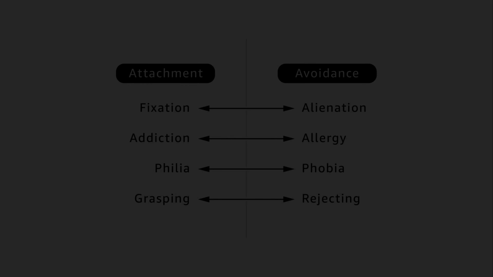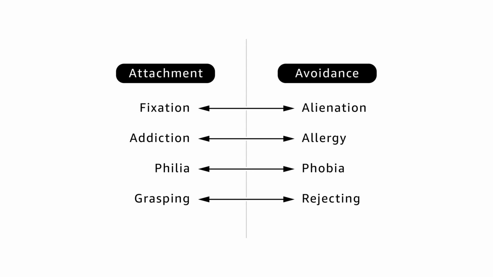Shadows can be divided into 2 major categories. One is called attachment shadows, and the other one is called avoidance shadows. Attachment is fixation, addiction, philia, grasping, etc. On the other hand, avoidance is alienation, allergy, phobia, rejecting, etc.